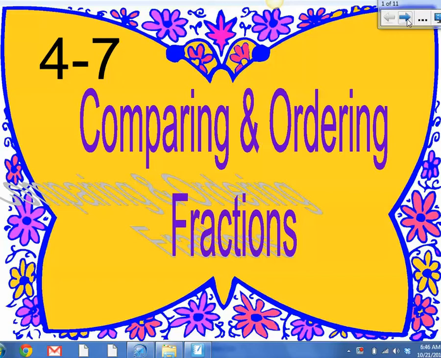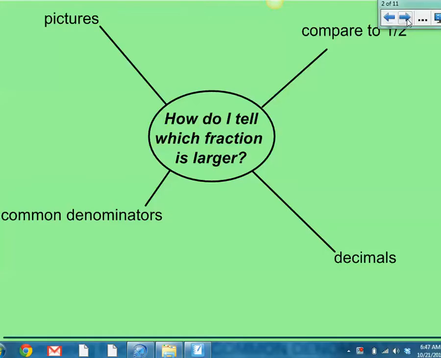Now some of you might already know how to do this in a different way from last year, and that's fine to use that. But for right now, I'm going to teach you 3 ways that we're going to talk about in class. So when we do this, how do you tell which fraction is larger? Sometimes people look at pictures, but unless you're really precisely able to draw things like fifths and sevenths and tenths, we probably really aren't going to use the picture method that much.